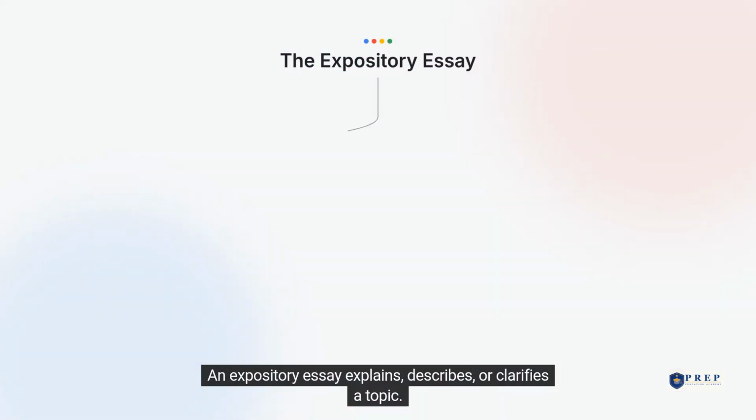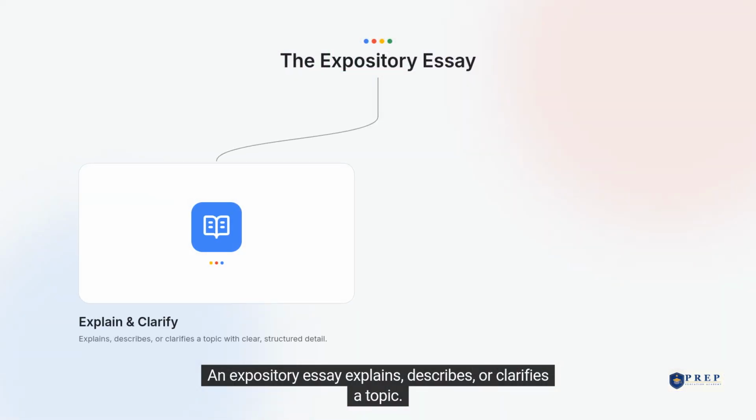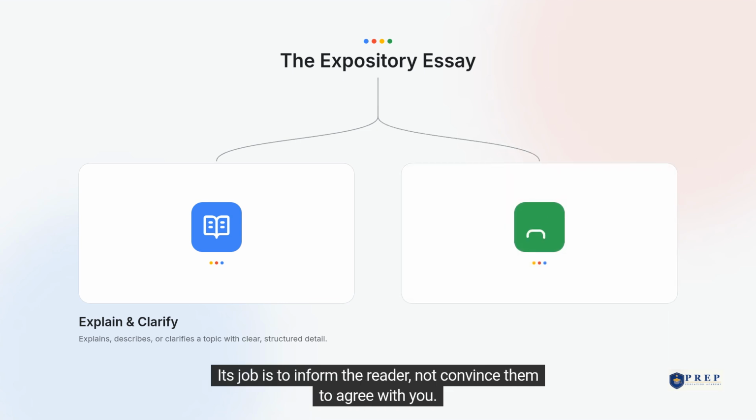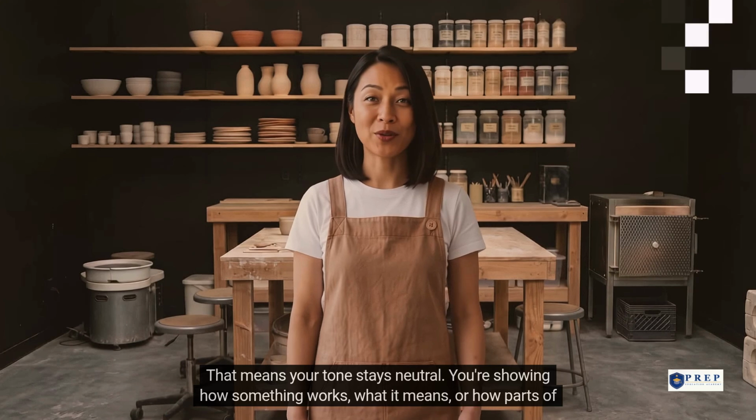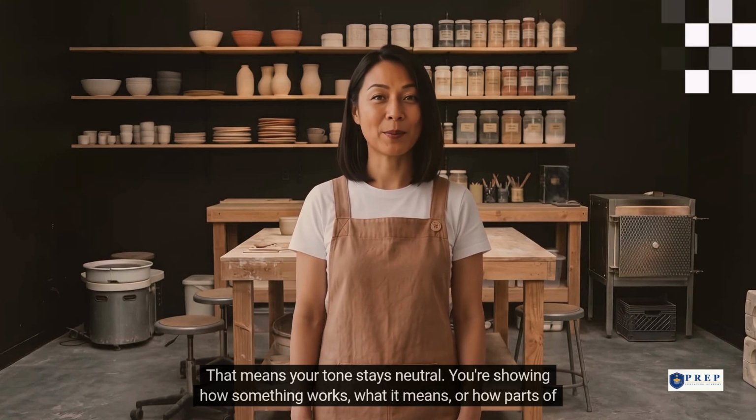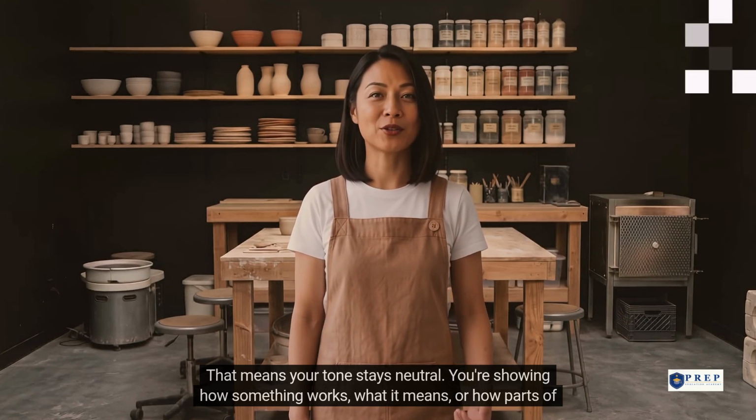An expository essay explains, describes, or clarifies a topic. Its job is to inform the reader, not convince them to agree with you. That means your tone stays neutral. You're showing how something works, what it means, or how parts of a topic connect.